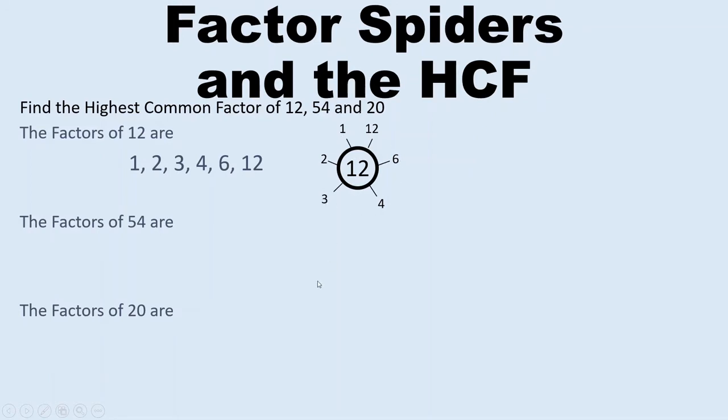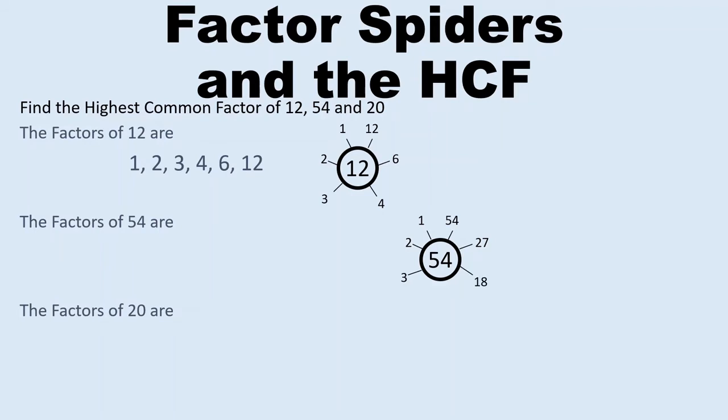Let's do that for factors of 54 now. So 54 is the body. The lowest possible factor of any number is 1. 54 divided by 1 is 54. Can I divide 54 by 2? Yes, I can, and that's 27. What about by 3? Yes, I can, and that's 18.